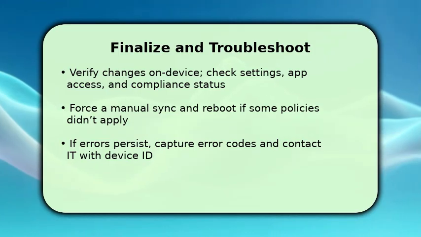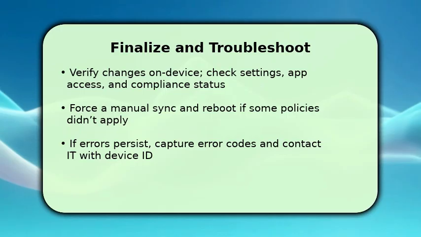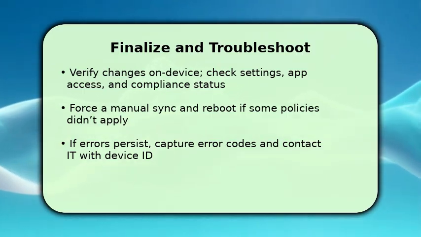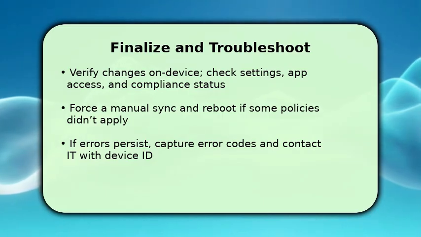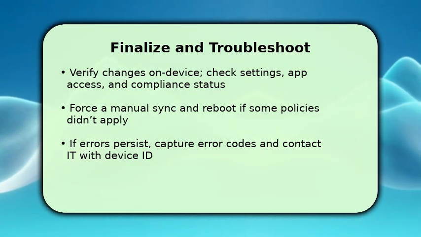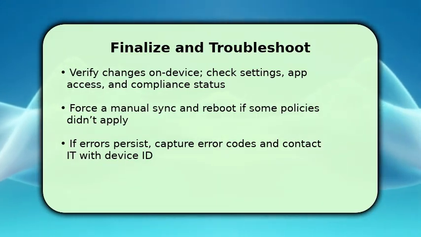If a policy didn't apply, force a manual sync and reboot the device, because many agents finalize only on restart. If errors persist, note error codes and the device ID, then contact IT for escalation. Providing those details speeds resolution and prevents repeated misconfiguration across other endpoints.